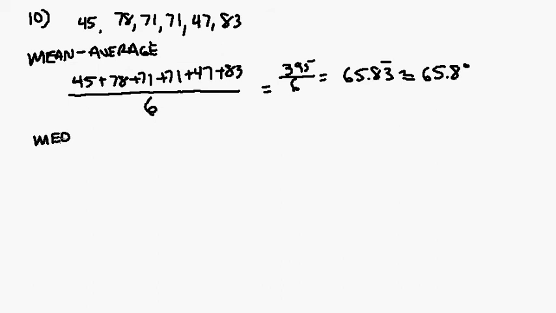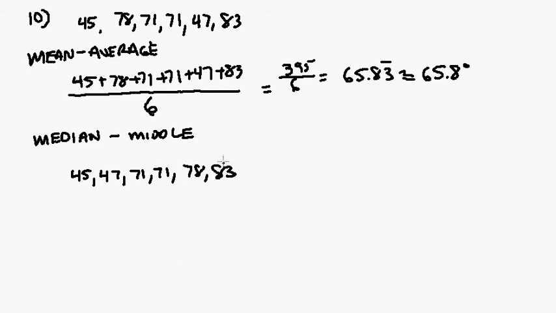Median is your middle. So we would have to set the data up from least to greatest values. So for instance, I would have a 45. This would be 47. I would have 71. Another 71. A 78. Wait a second. Do I have 45, 47, 71, 71, a 78, and an 83? Make sure I have all the data. This should be 6. 1, 2, 3, 4, 5, 6.